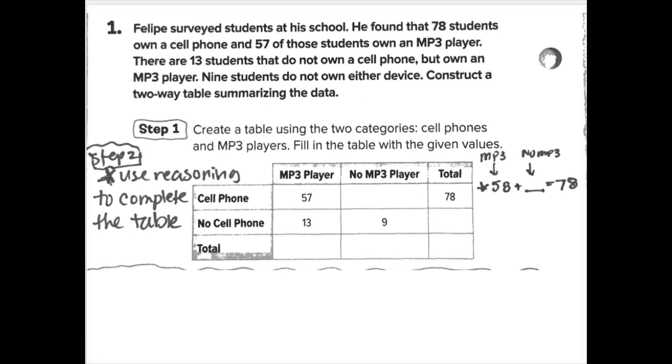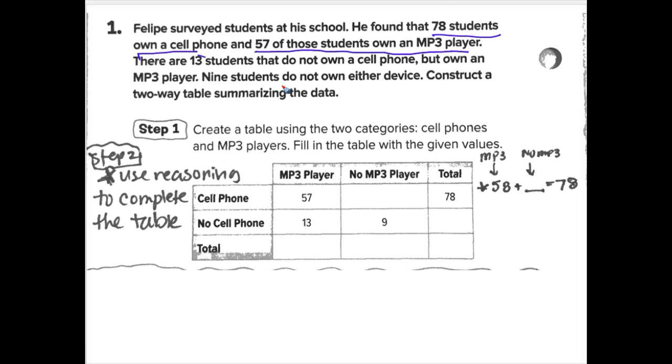Here's an example. Felipe surveyed students at his school. He found that 78 students owned a cell phone. 57 of those students also own an MP3 player. So 78 have a cell phone, and 57 of those 78 kids also own an MP3 player.